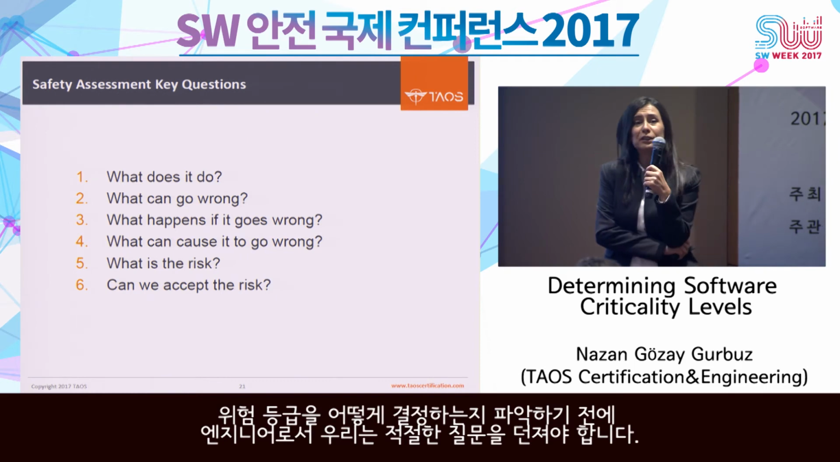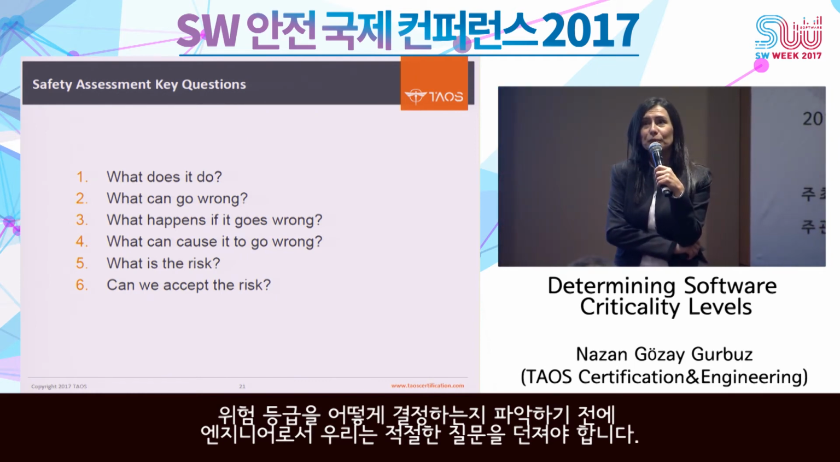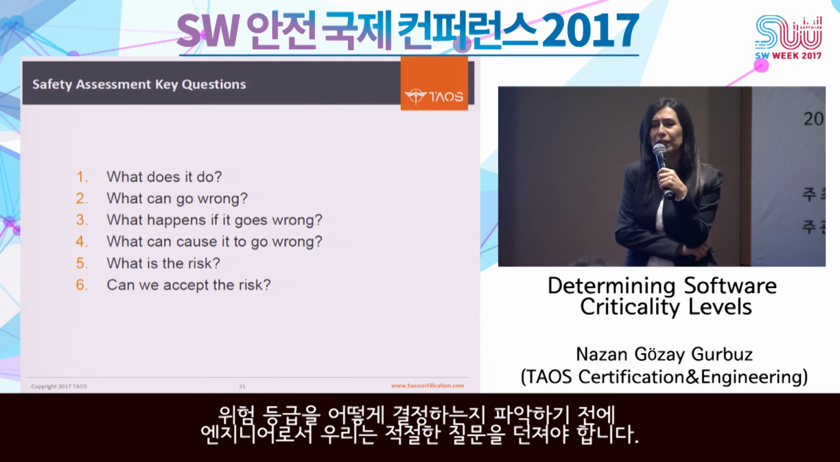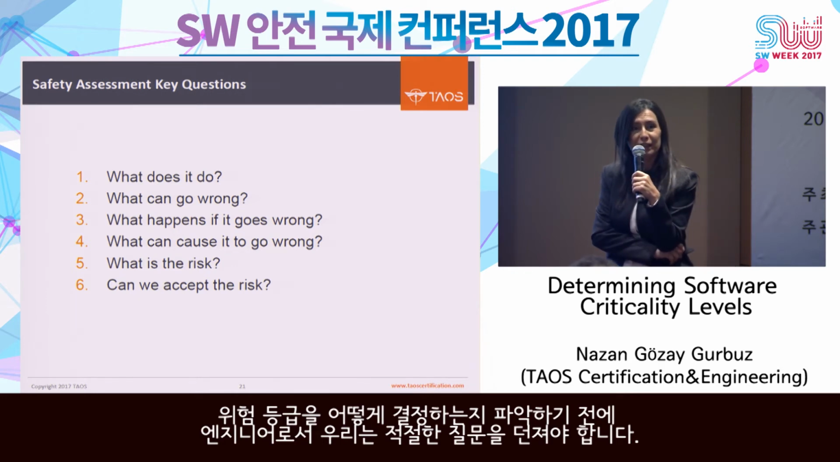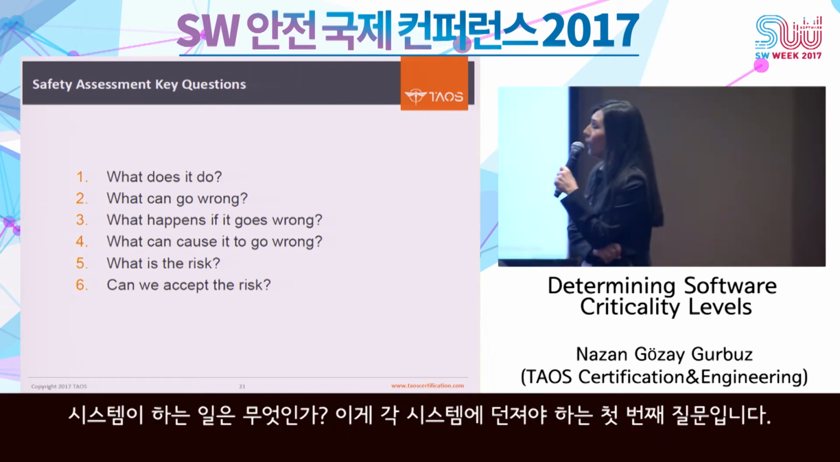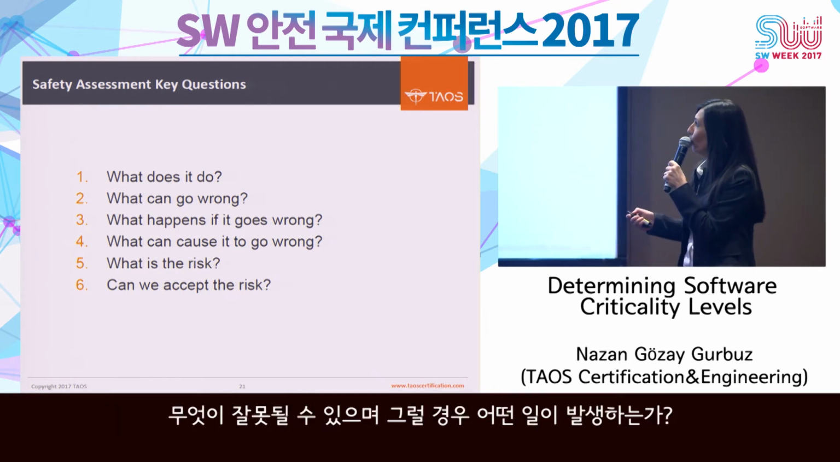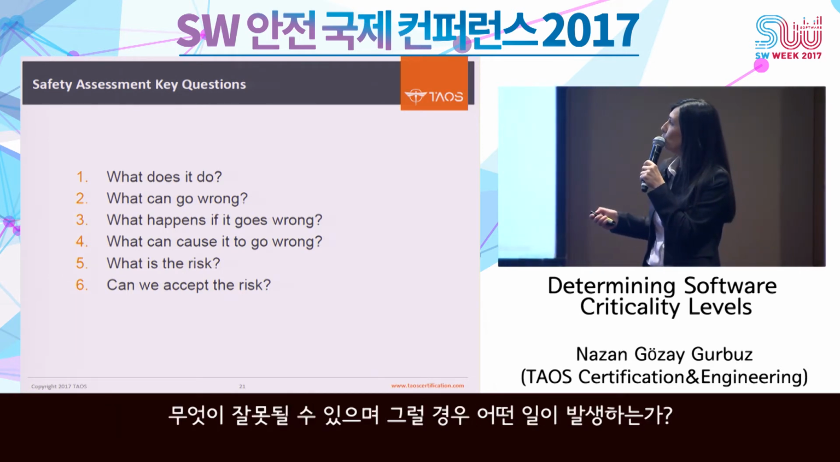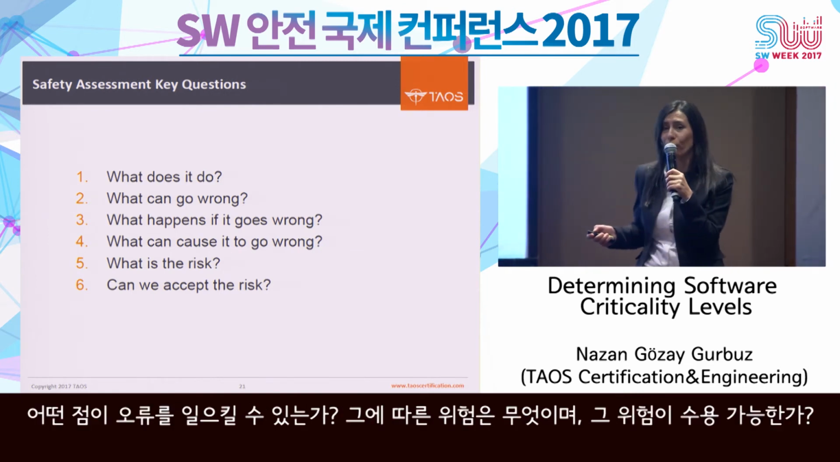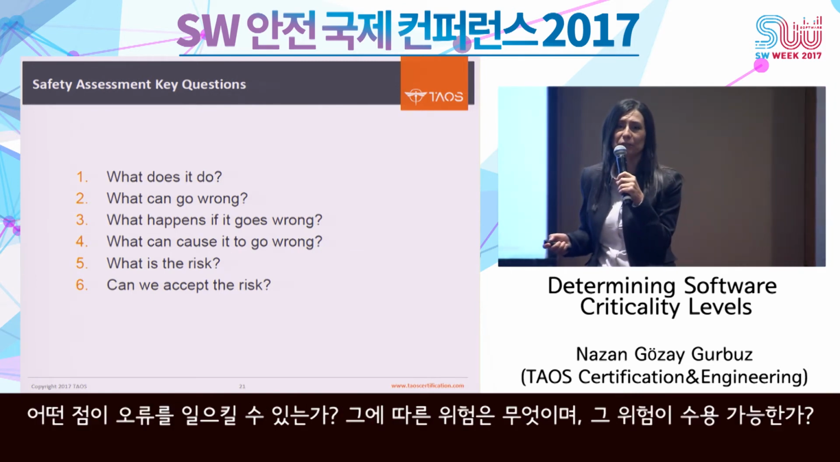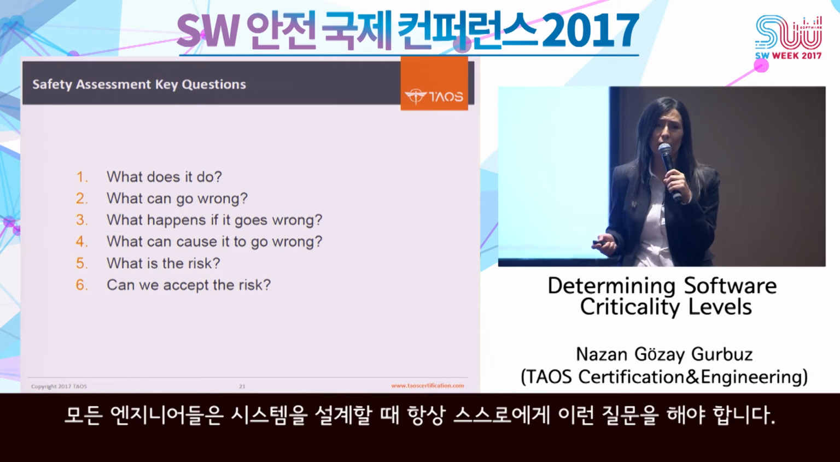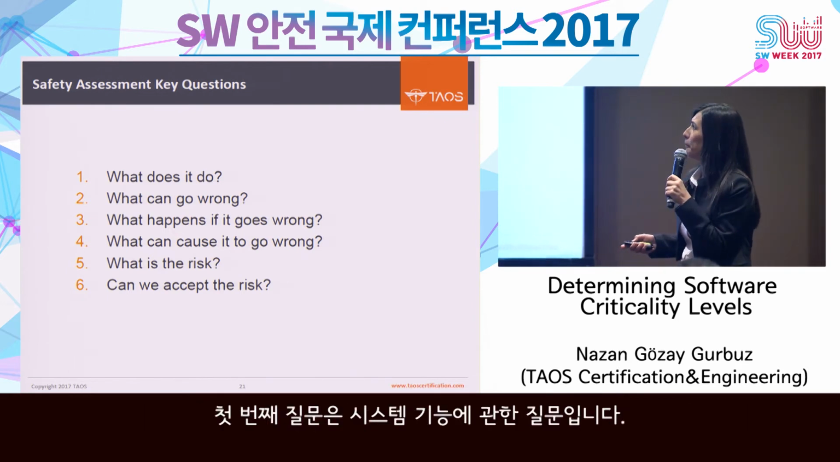But before we start to identify how we can determine criticality level, we need to ask the right questions as safety engineers. What does the system do? This is the first question we should ask of each system. What can go wrong? What happens if it goes wrong? What can cause it to go wrong? What is the risk? Can we accept the risk? Every engineer should ask themselves those questions when they design their systems.